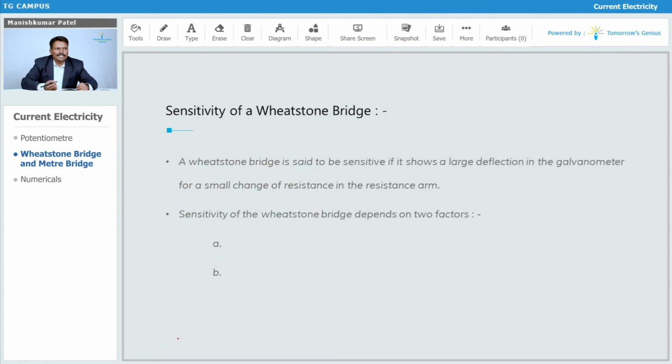It is said to be sensitive if it shows a large deflection in the galvanometer even for a small change in the resistance in the resistance arm. And we know that the sensitivity of the Wheatstone's bridge depends on two factors: the magnitude of the resistances and the position of the battery and galvanometer.